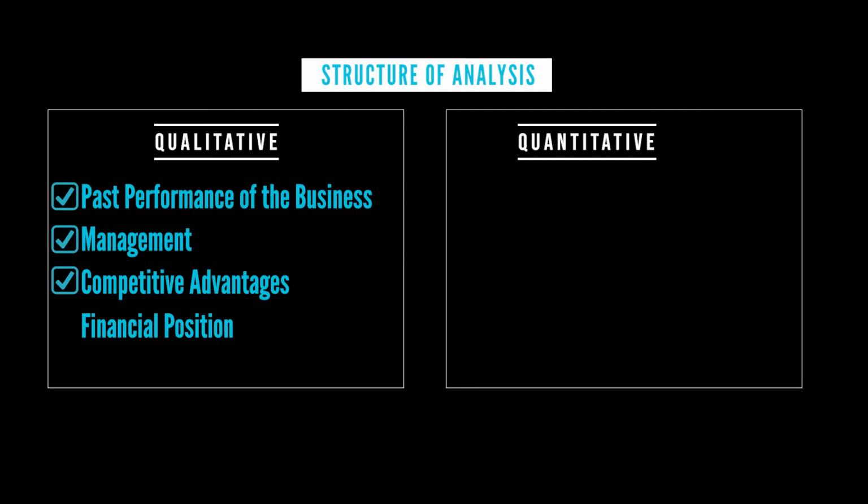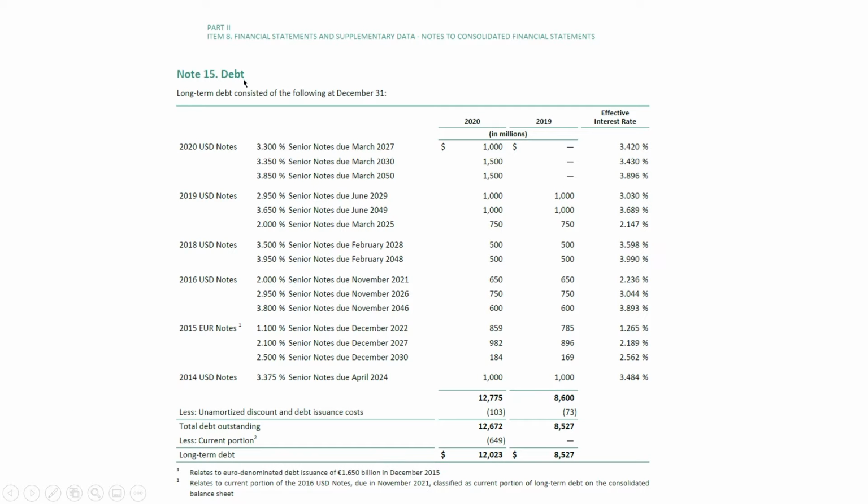So let's move to financial position. In financial position, here we have the debt structure. You can see that mostly their debt is in bonds, and you can see here bonds up to 2030, 2046, 2048, so quite a long-term structured debt. And if you see here, the effective interest rate is quite low, in the 3-4% level. They have a great credit there.